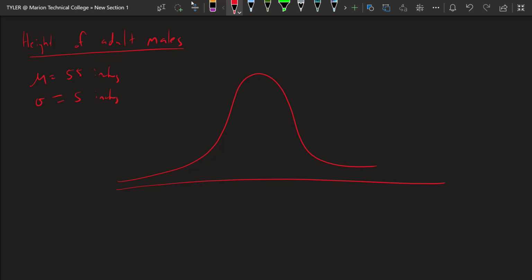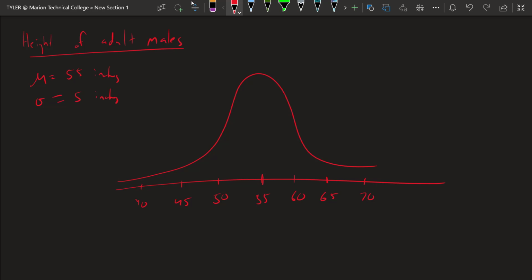If this is normally distributed, we know in the center is going to be the mean, 55 inches, and we've talked about the empirical rule. So if I go out to the right one standard deviation, which is 5 inches, this would be 60, and going backwards 5 inches, this would be 50, right? And then go out again, we would have 65, and to the left 45, right? And then we could go one more, and this would be 70, and this would be 40, right?